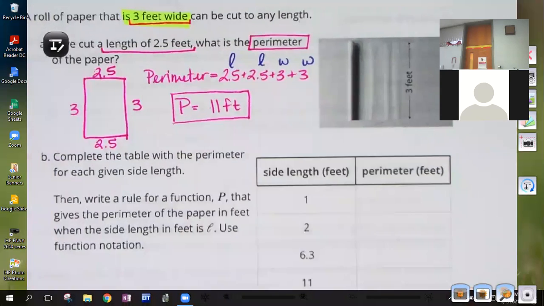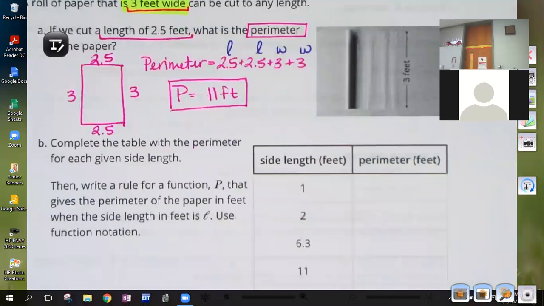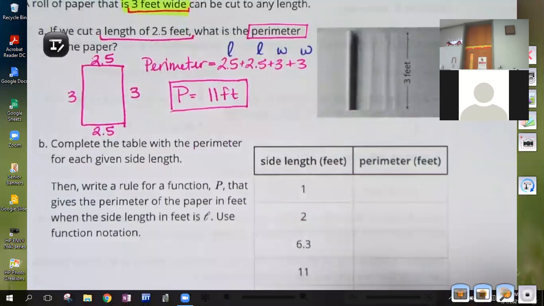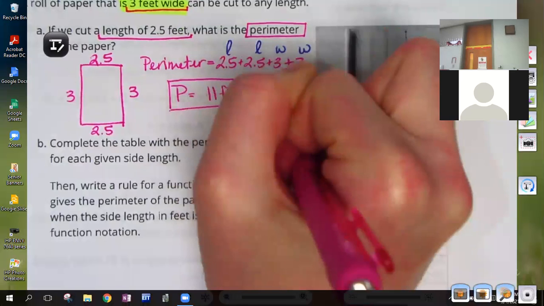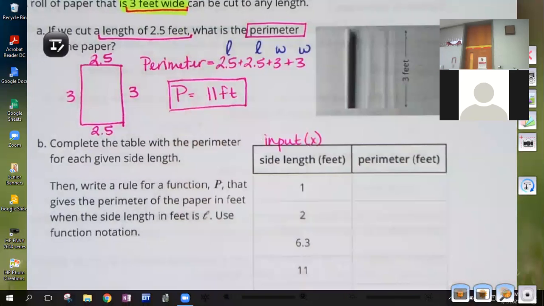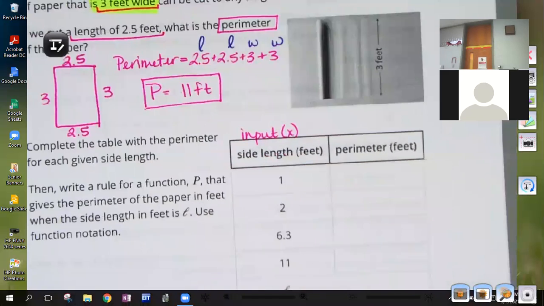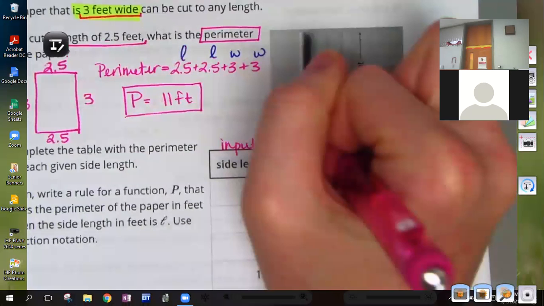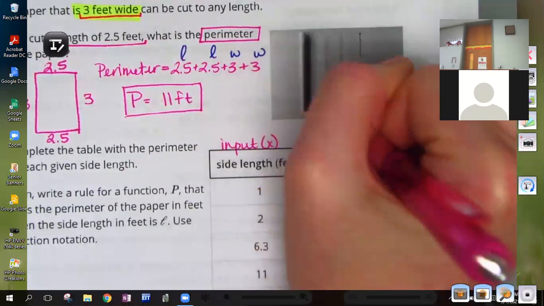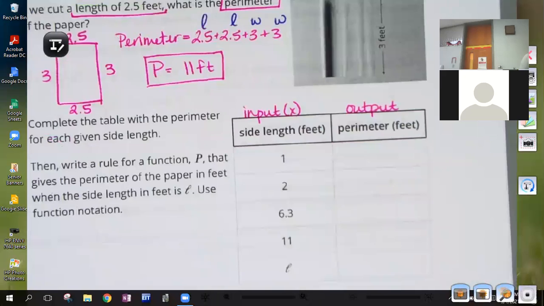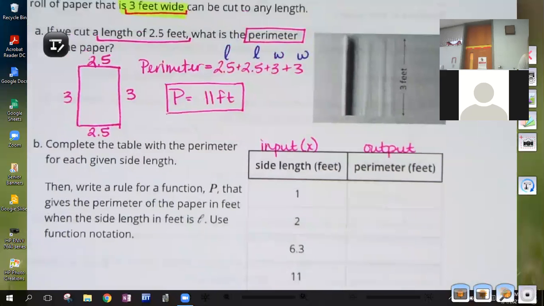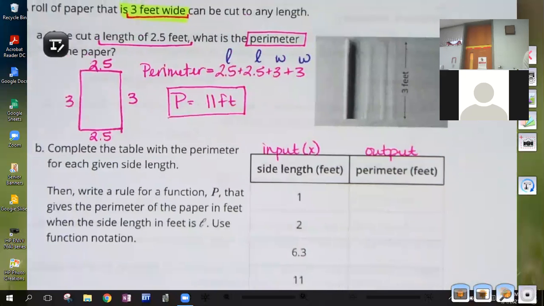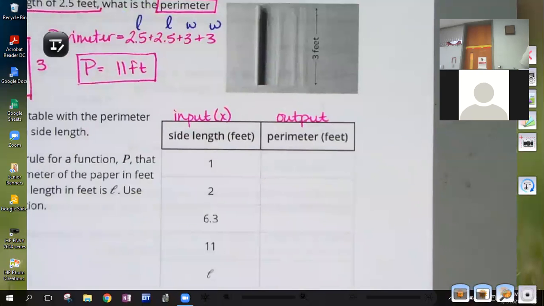It says complete the table with the perimeter for each given side length. So what is our input again for this table? Side length is our input. And what is our output? The perimeter. So this first one, I'm going to draw a little picture and let's see if we can figure it out. What will our width always be for all of these rectangles? 3.